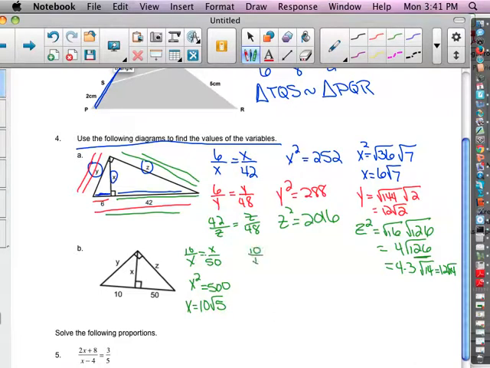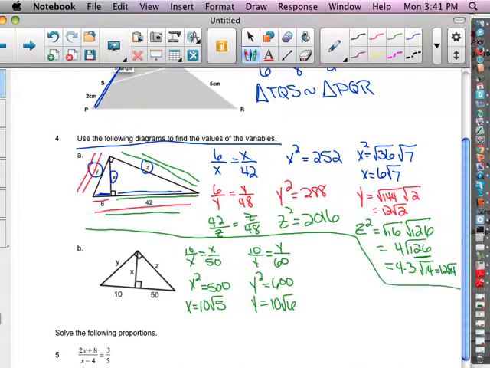10 is to y as y is to 60. So y squared is equal to 600. So y, again, that factors to 6 and 100. 100 is a perfect square, so that's 10 root 6. And the last one is going to be z.